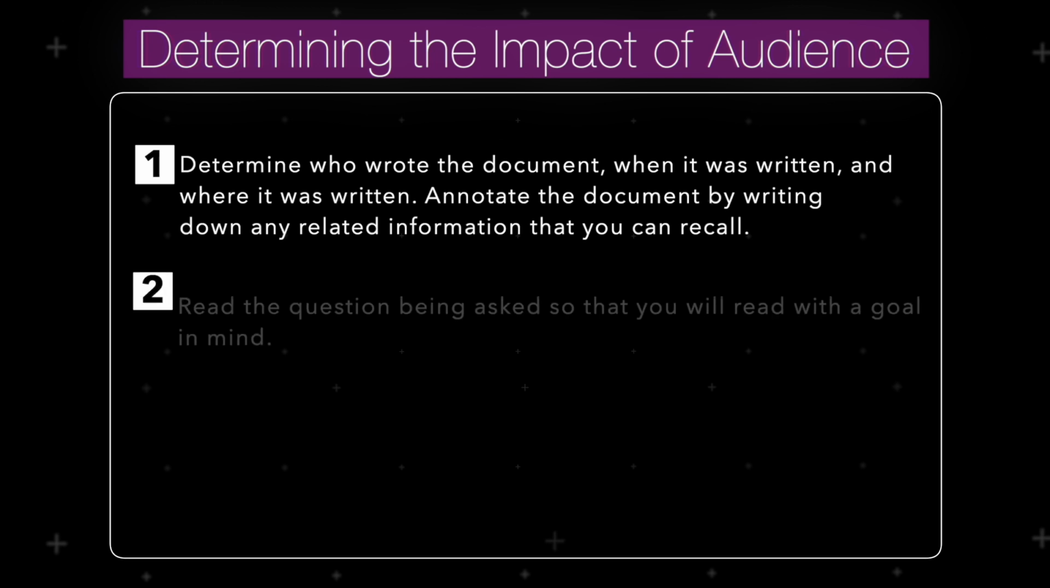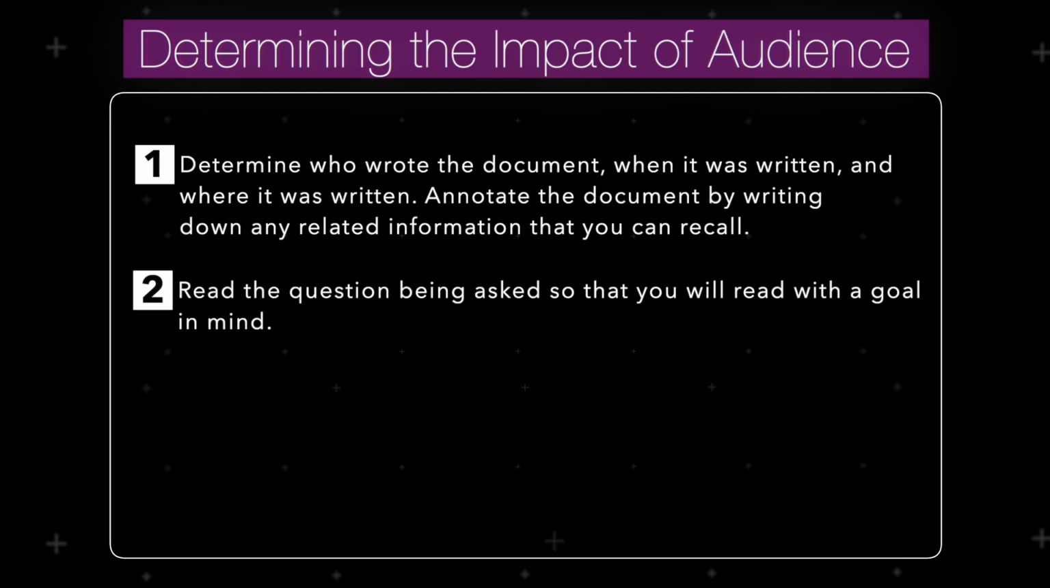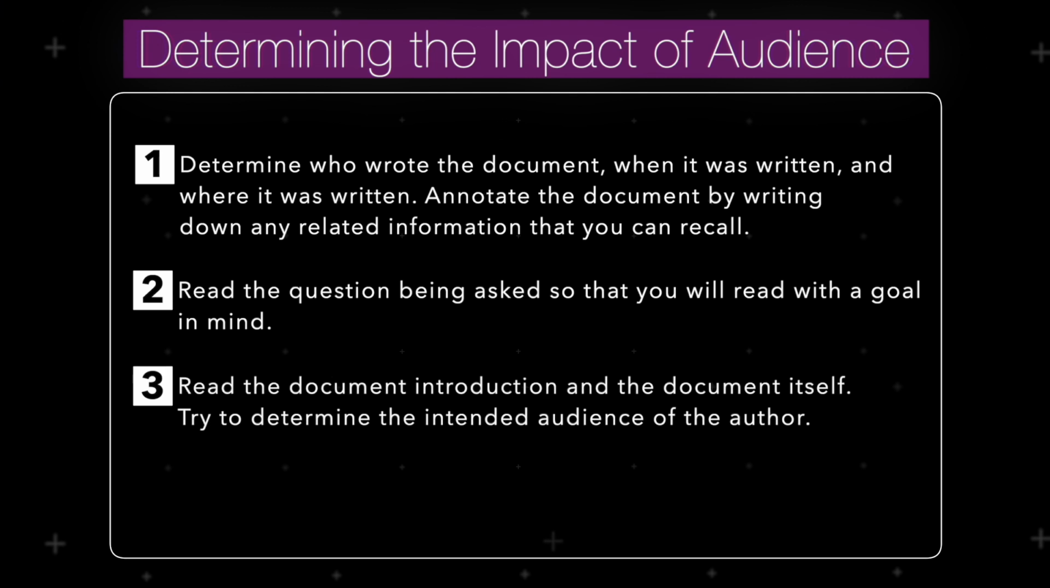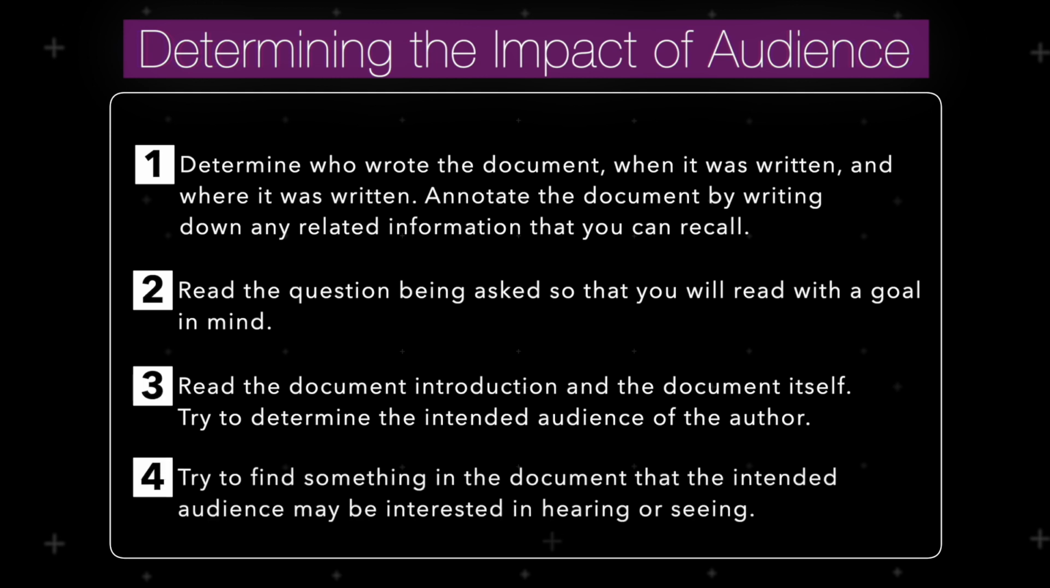Next, read the question being asked. In this case, the question is asking for you to explain how the audience affects what Mikhail Gorbachev includes in his speech. Now, read the document introduction and the document itself and try to determine the intended audience of the author. Finally, once you have determined the author's audience, try to find something in the document that the intended audience may be interested in hearing or seeing.